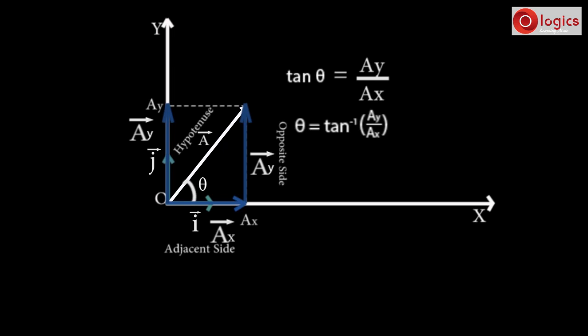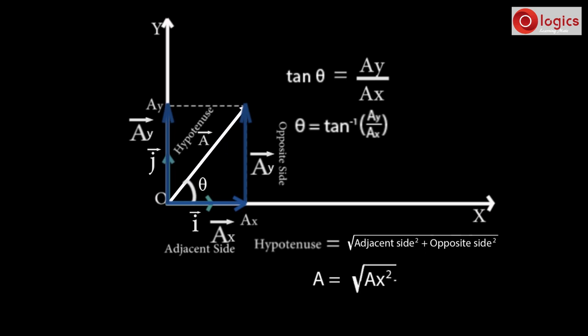Now to calculate the magnitude of a bar, recall hypotenuse equals square root of adjacent side square plus opposite side square. On substitution we get the magnitude of a bar, which is A, equals square root of Ax square plus Ay square.